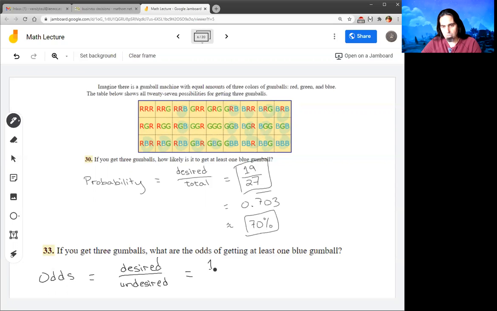So 19 of them had a blue. How many didn't have a blue? You can subtract. You can just count. 1, 2, 3, 4, 5, 6, 7, 8.